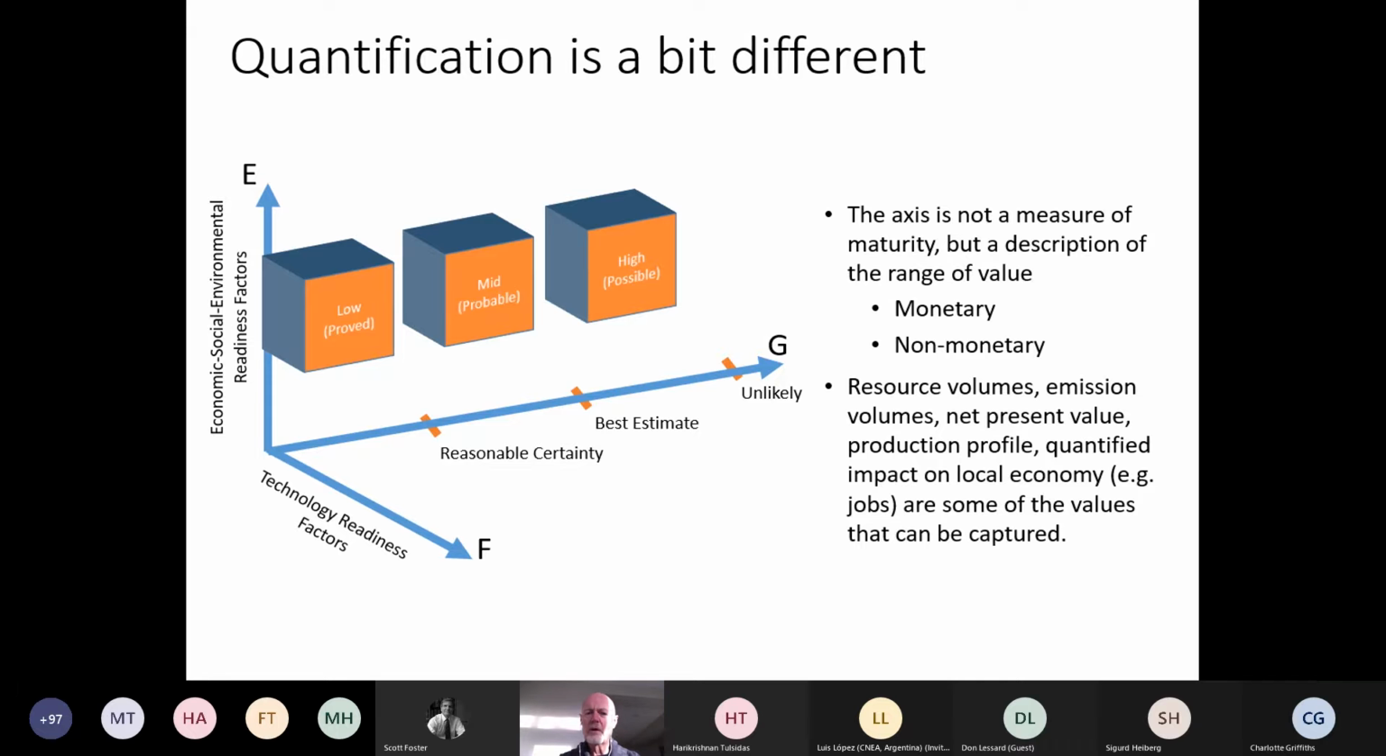The types of things that we want to look at here are resource volumes. What are the emissions that are there? What is the net present value? Production profiles, quantified impacts that it can have on the local economy are just some of the various values that can be captured here. And which ones are most important will depend on what the commodity is, who the stakeholder is, and what actually is the decision that's trying to be made around that project. Is it being compared to other projects, or is it being evaluated in and of itself?